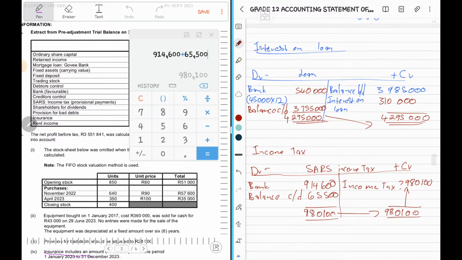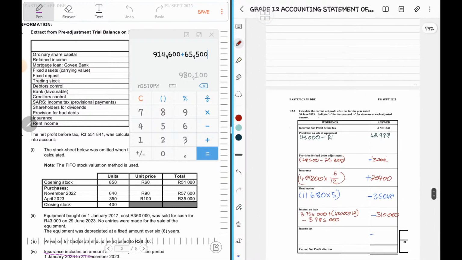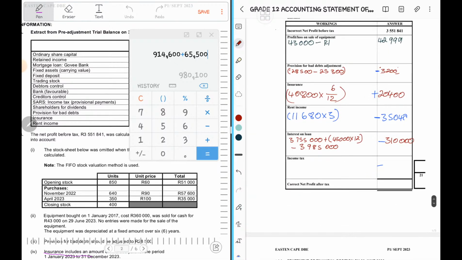Then in terms of straight line, it's simple, it's straightforward. So we just take the provisional payments of 914,600, then we add with the credit balance. So it's how much? 65,500. That gives us 980,100.